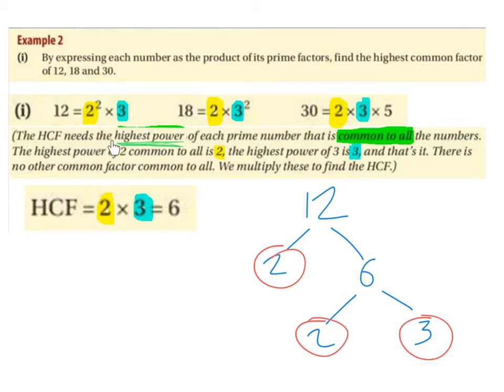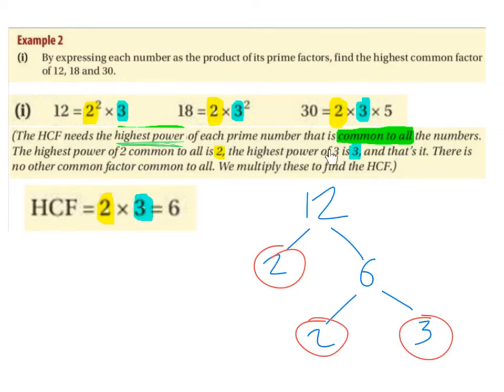So the highest power of 2 common to all is 2. So we can see we've 2 squared, 2, and 2. So the highest power of 2 that's common to all is simply 2. If each of these had 2 squared, then the highest power would be 2 squared. So although this is a 2 squared here, the highest power that's common to all of the three numbers is just 2. So we start off with 2.